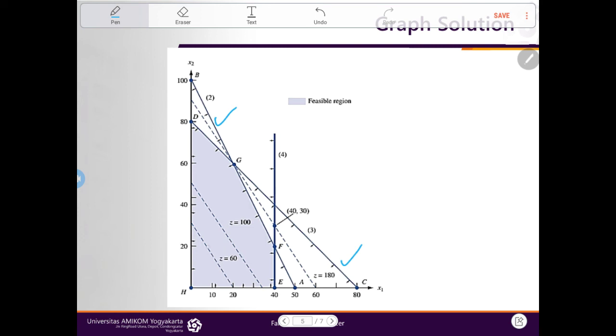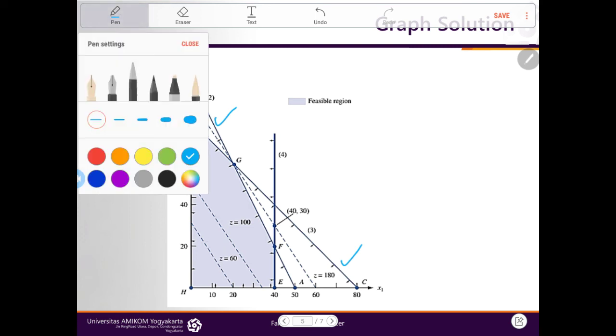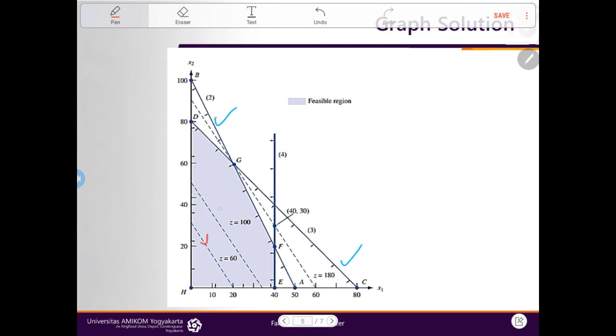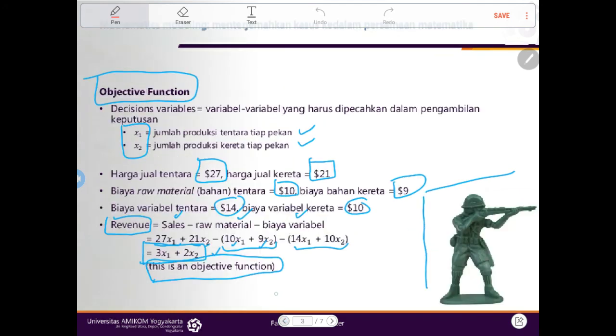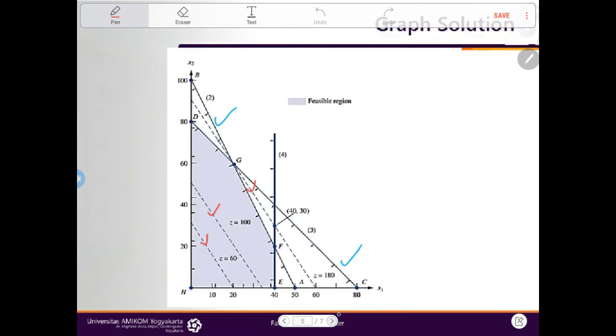and the test problem here. This is the objective function of this revenue. So the dashed line here, this is actually the revenue function.